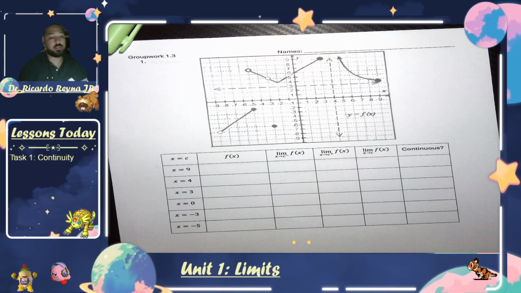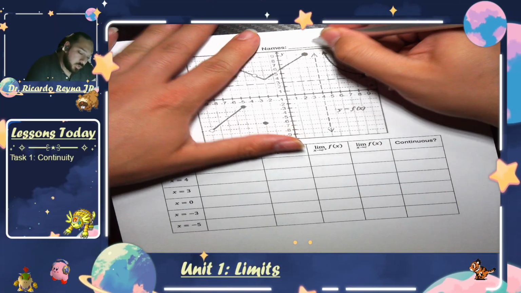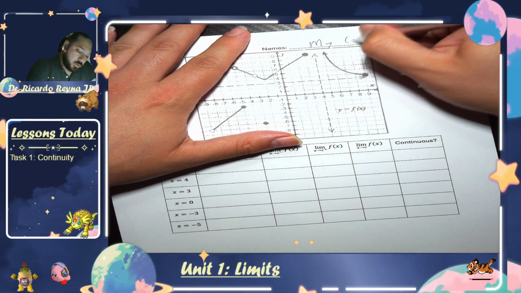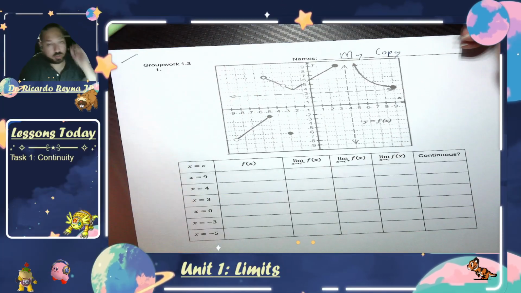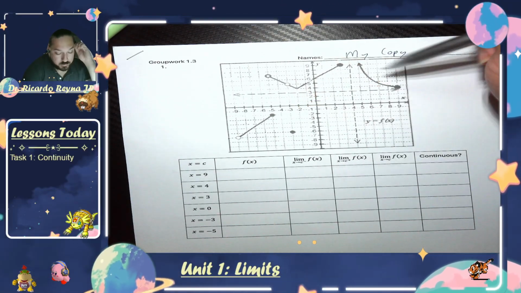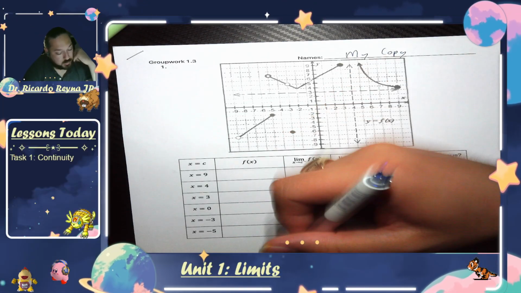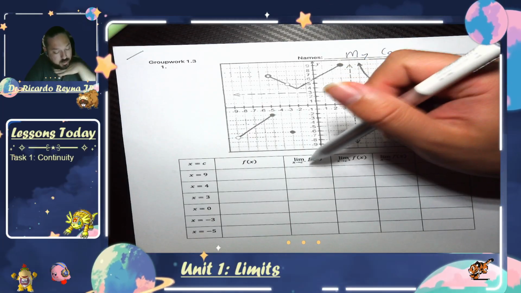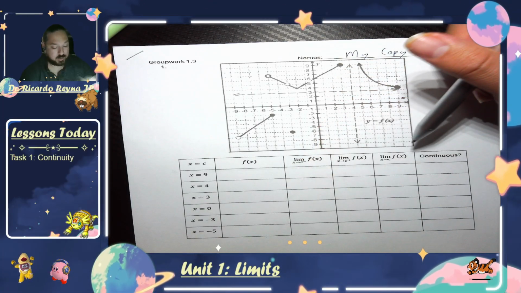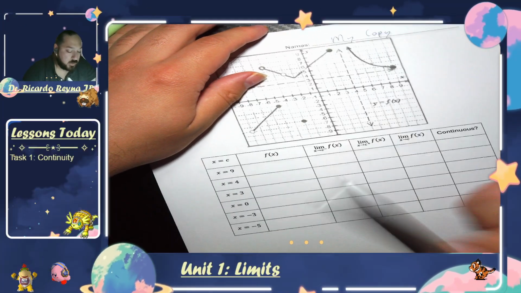Well, hello. All right, let's get started. So we're gonna do the group work video. Let's start with number one. Number one gives us this huge f of x function, and we're tasked to find all these pieces: continuous or not, limit from the left, limit from the right, the limit altogether, and then if they're continuous.